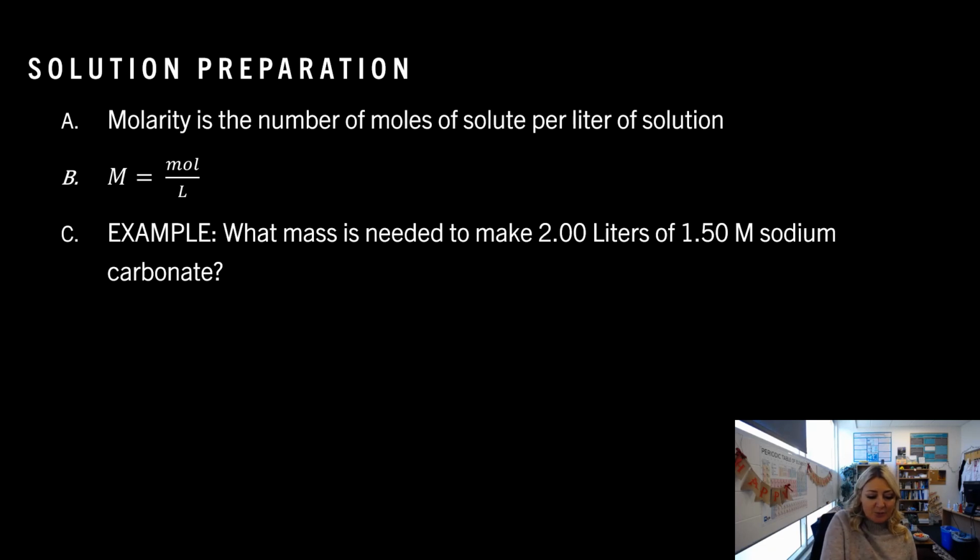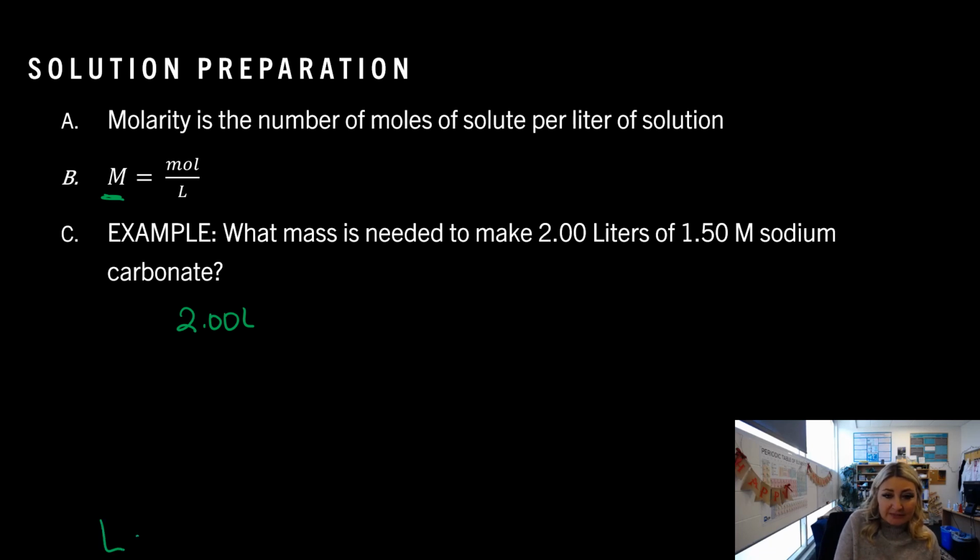So we use the equation capital M for molarity, moles divided by liters gives us the concentration or the molarity for our solution. So just as a very quick reminder, and you feel free to fast forward me if you don't need this reminder, what mass is needed to make 2 liters of a 1.5 molar sodium carbonate solution? So we know that we are starting with 2.0 liters of solution.